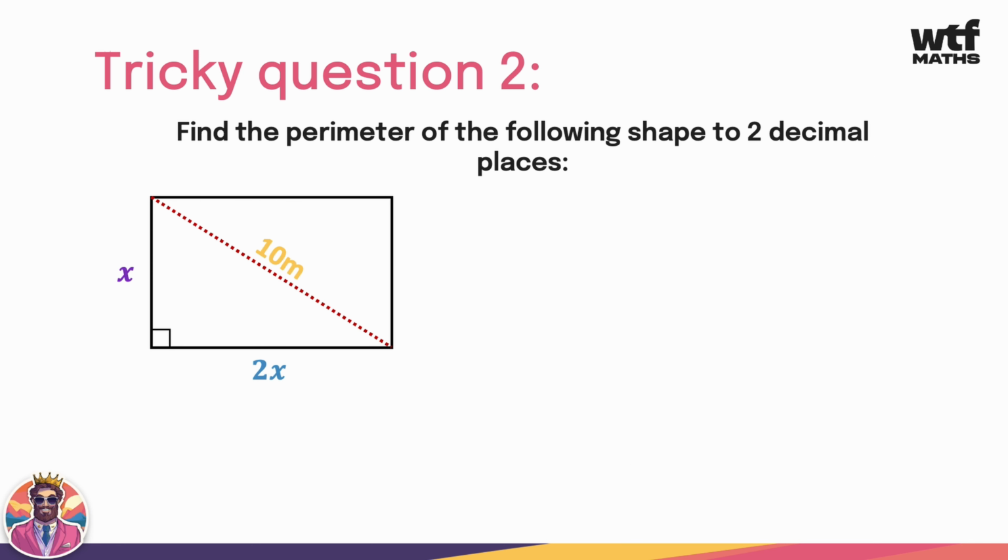Alright, here's another question for you. Find the perimeter of the following shape to 2 decimal places. So we've been given a rectangle, and we can see that a right angle triangle has already been made for us. We know the hypotenuse is 10 meters, but there's 2 unknown sides. There's an x and there's a 2x. So we've got 2 unknown sides, and they're not the same length this time. So it's a little bit trickier than the last example, but if you're feeling brave, give it a go.